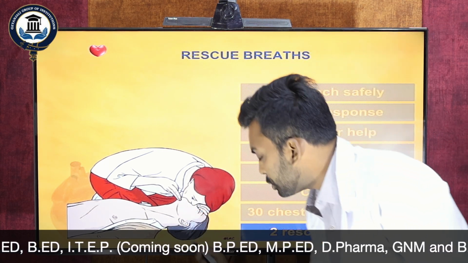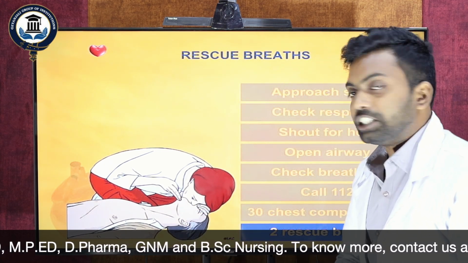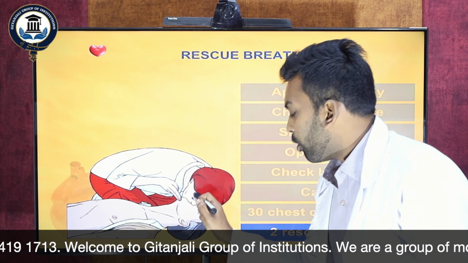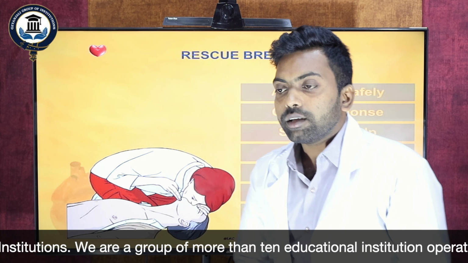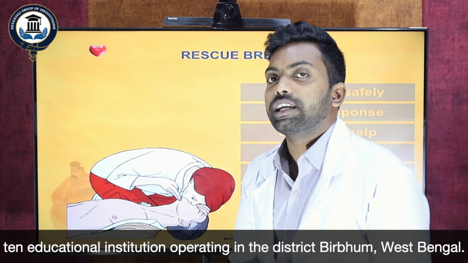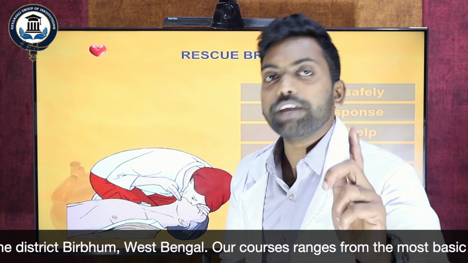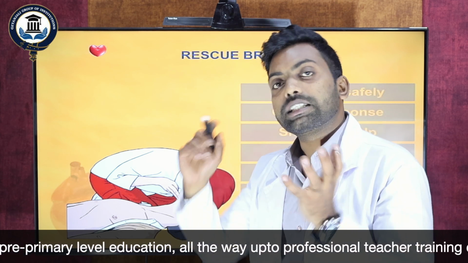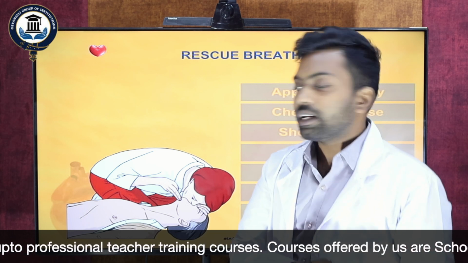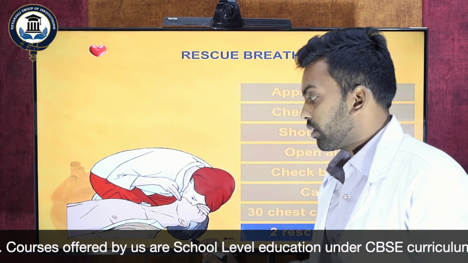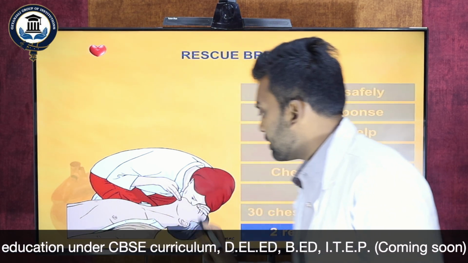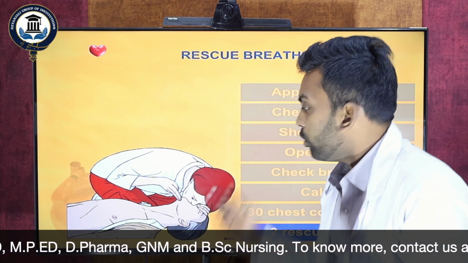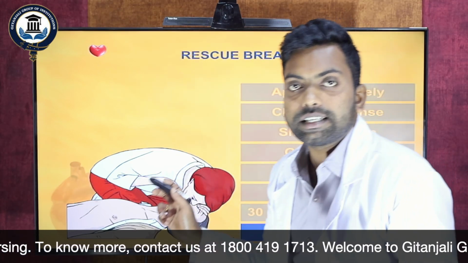So this is the position of the head tilt chin lift method. Before you give mouth respiration, I want to tell you: in the first orientation session, I said safety is very important. The top priority is safety for the patient, the second priority is safety for you also. Why am I telling you here? He is an unknown person who has fallen down, and you don't know him. If you give mouth to mouth respiration directly, the patient might have some disease.